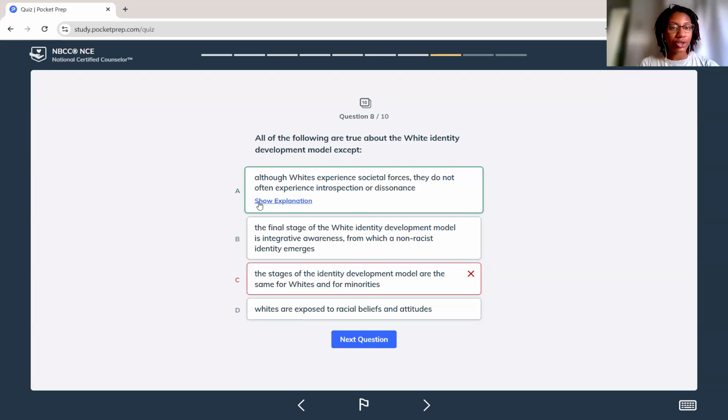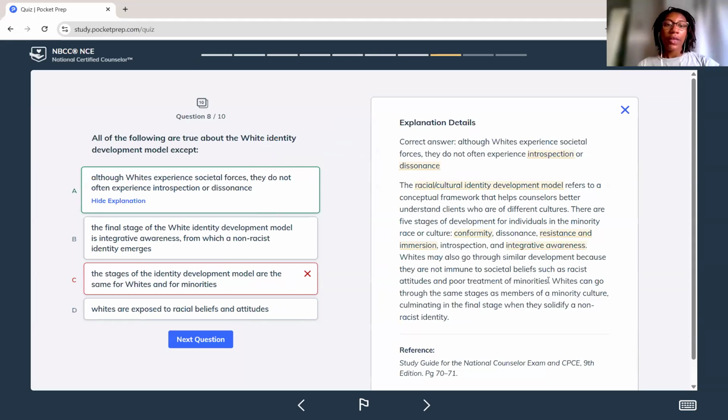Let's hit show explanation. One of the great things about Pocket Prep, you can hit show explanation. The correct answer is A. This is an except question. If you don't know how to answer except questions, you can think to yourself, which one of these are true? How many of them are true? And then you can go and eliminate. The correct answer is A. Although whites experience societal forces, they do not often experience introspection or dissonance. Now, this is based off the white identity development model.